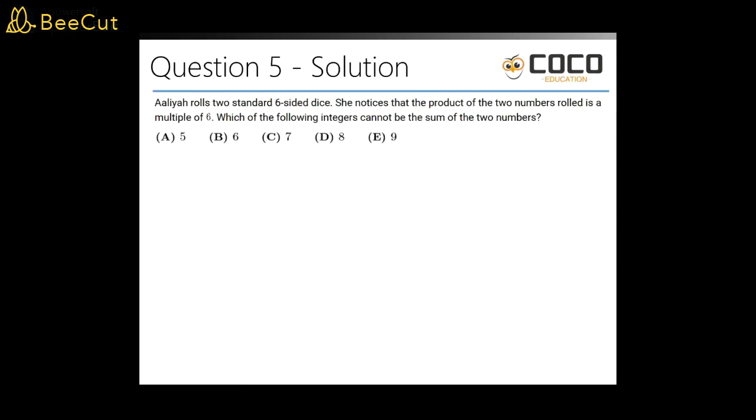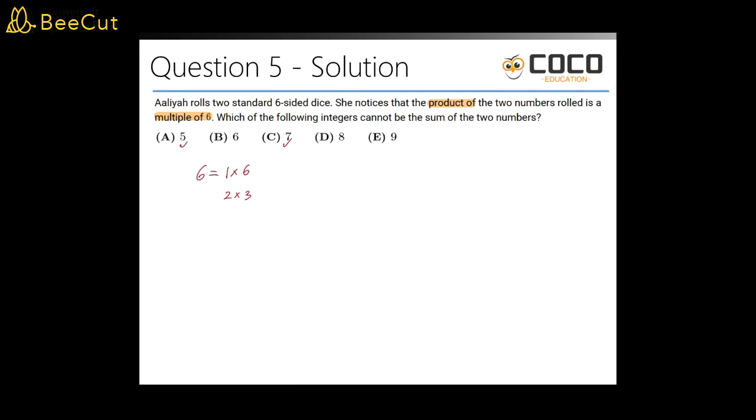Next, for question 5, the product of the two numbers is a multiple of 6. So let's check. If the product is 6, then it can be 1 times 6, or it can be 2 times 3. Now the first group, 1 plus 6, the sum is 7. So we can get 7. Then the second one, 2 plus 3 equals 5. We can also get 5.